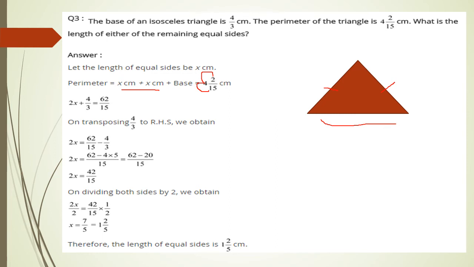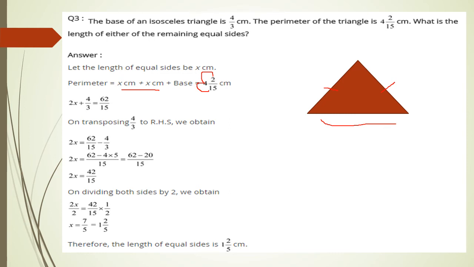Here 3 is the denominator. We made it 15. So to raise the 3 to 15, we multiply the 3 five times, so we multiply the numerator also 5 times. 4 fives are 20. So now write down 62 minus 4 fives are 20, by 15. 62 minus 20 by 15. 2x equals, in 62, 20 goes, so we get 42 by 15.